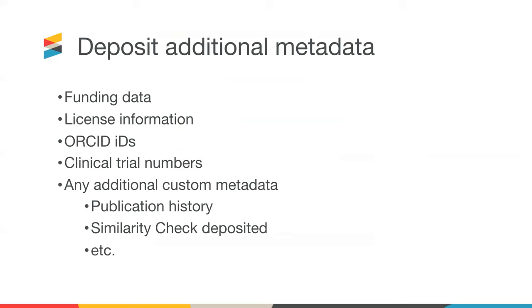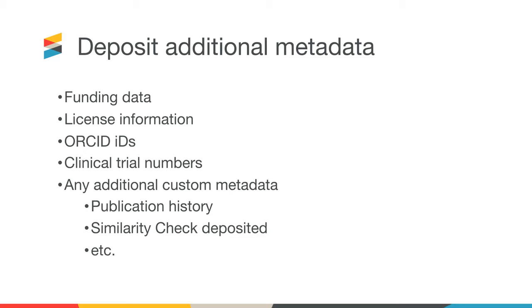As I said, the Crossmark box will automatically display additional metadata if you submit it. So that can include information about the funding for the research, the licenses, ORCID IDs for the authors with links out to their ORCID profile. If you're collecting clinical trial numbers, if you're in that particular subject area, you can send those to us in your metadata. And then at the bottom of the Crossmark box, there is an additional section called, More information, I think.